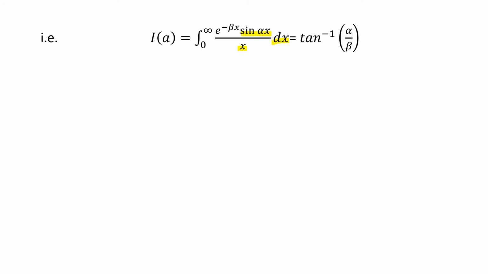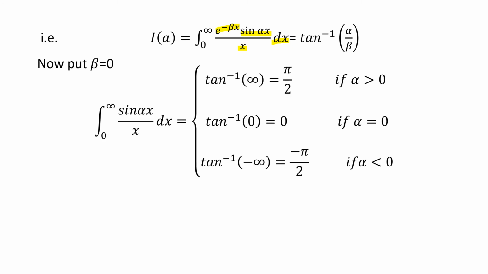So here the e raised to minus beta x factor should be 1. For which value of beta can it be 1? We will put beta equal to 0. So if we put beta equal to 0, then this integral will convert into the integral from 0 to infinity of sine alpha x upon x dx. Now to get the value of this, we have to put beta equal to 0 on the right hand side also. So it will be tan inverse alpha upon 0, which depends on the alpha value, whether it is minus infinity or plus infinity.